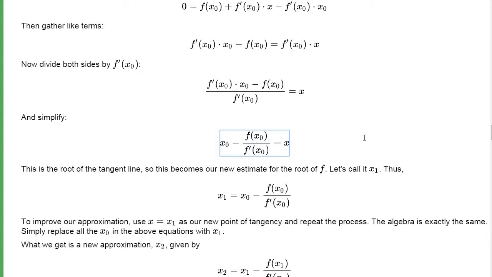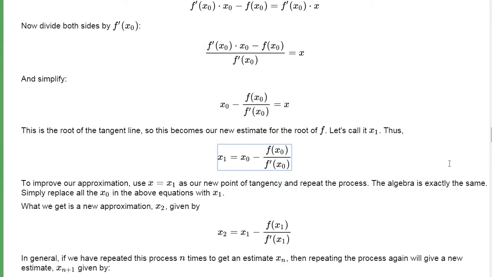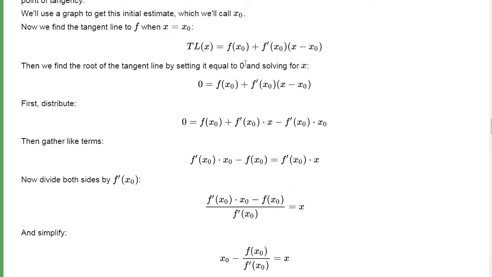X sub 1 is going to be the basis for a new tangent line. So we're going to make a tangent line based on x sub 1, and we're going to find out where that new tangent line crosses the x-axis. Well, what we're going to do is repeat this whole process. You're going to replace all these zeros with ones, all these zeros with ones. The algebra is the same. It's identical. The numbers will be different, but the algebra process is the same.